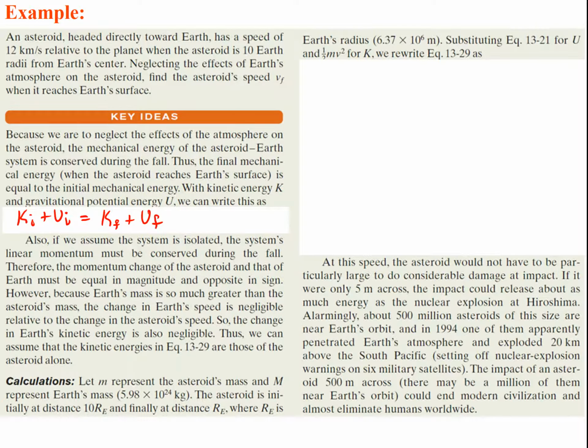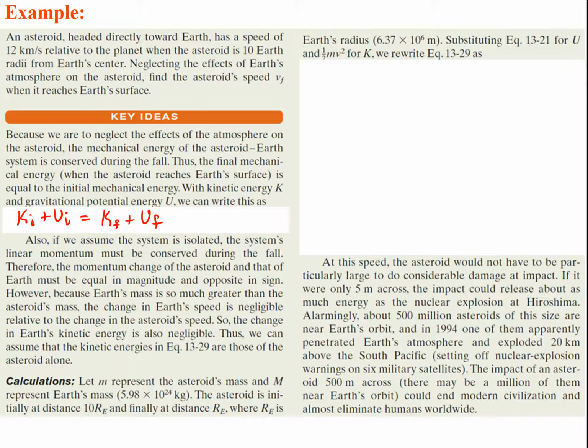All right, so this is just our conservation of energy. Also, if we assume the system is isolated, the system's linear momentum must be conserved during the fall. Therefore, the momentum change of the asteroid and that of the Earth must be equal in magnitude and opposite in sign. However, because Earth's mass is so much greater than the asteroid's mass, the change in the Earth's speed is going to be negligible relative to the change in the asteroid's speed.